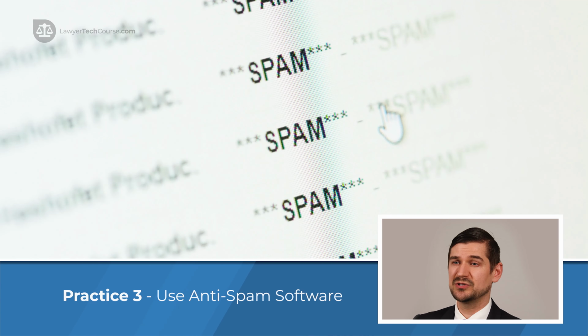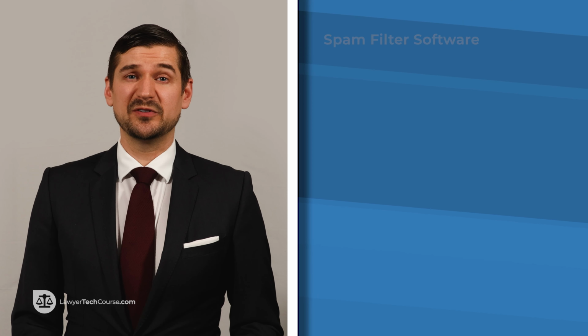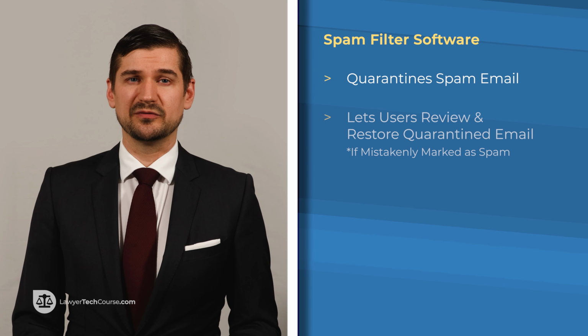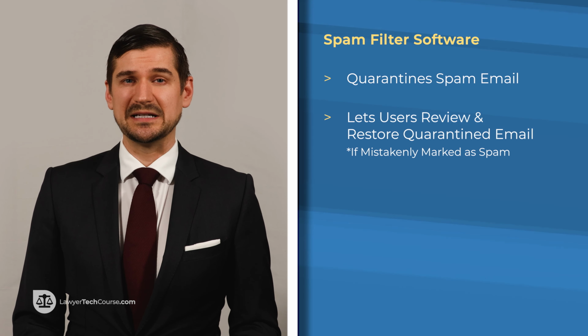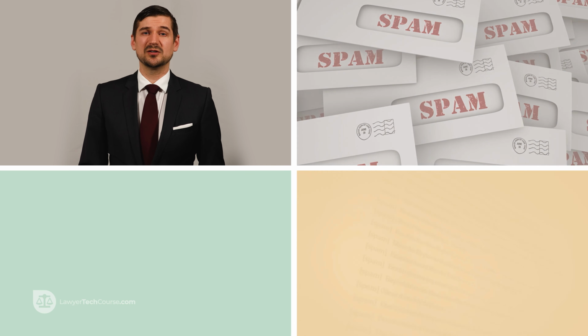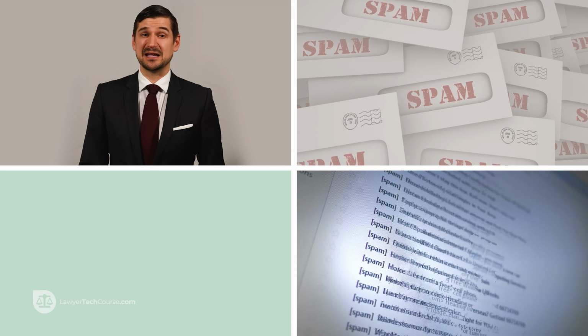Practice 3. Use antispam software. Spam filter software deals with spam email by quarantining it, allowing users to review and restore quarantined email if it was mistakenly marked as spam, and, if the user takes no action, scheduling a future date to delete quarantined spam. Whereas spam of the past mostly consisted of annoying but mostly harmless advertisements, a high volume of modern spam contains dangerous phishing links. Given the increased use of phishing and malware which is sent to users by email, spam filters are now more important than ever.